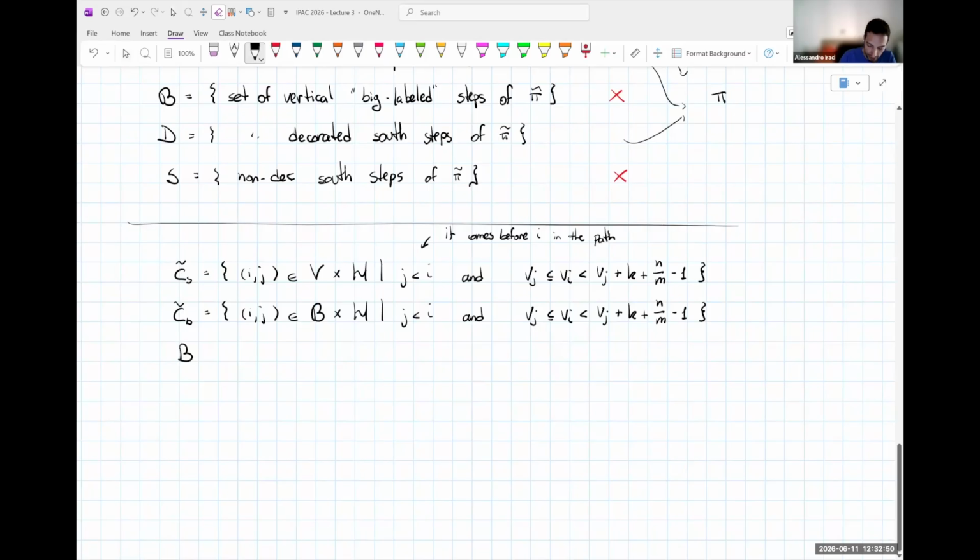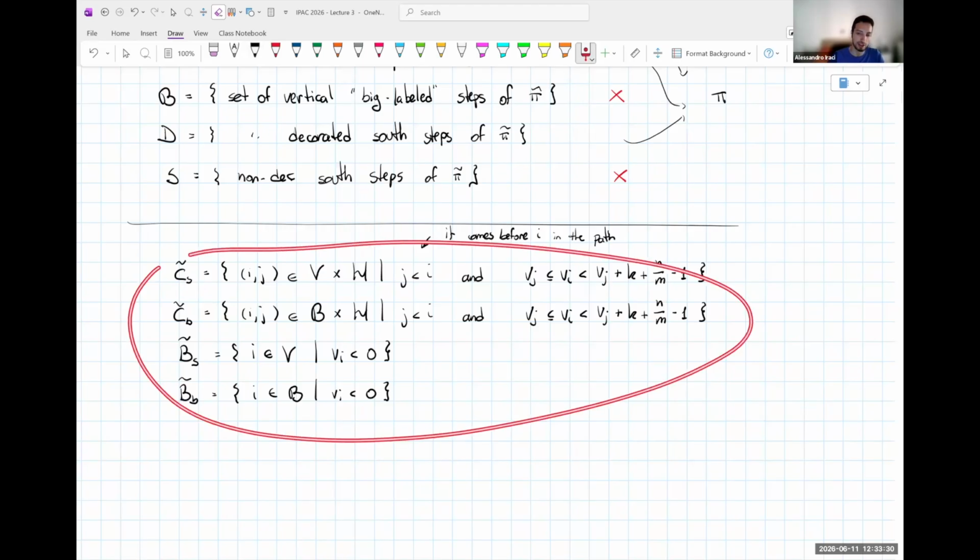And then we do the same for the steps below the main diagonal. So BS and BB, which is i in B, such that vi is less than 0. And again, it's the same if I use ai or vi. If we're below the main diagonal, both the horizontal and the vertical distances are going to be negative, so it's exactly the same condition. And here, again, it's the same. So the sum of the cardinalities of these sets here is our dim correction.